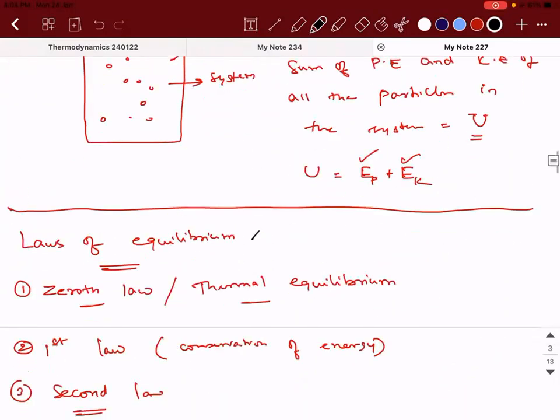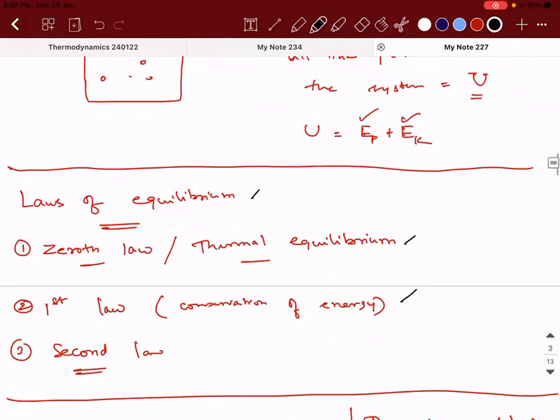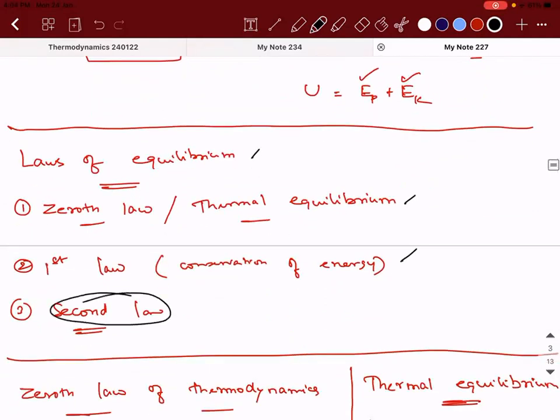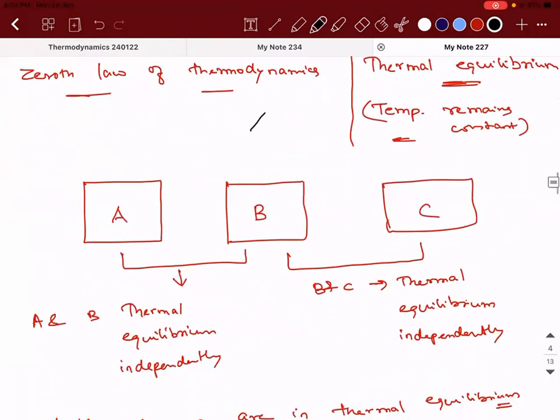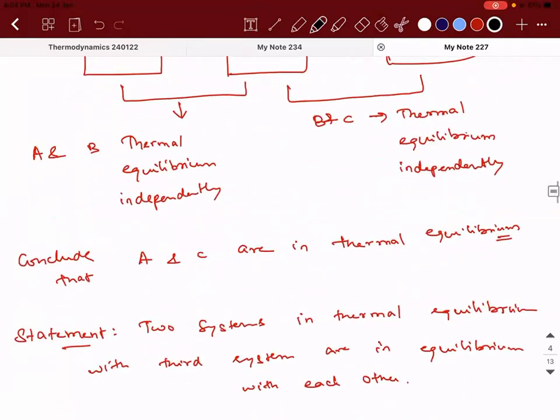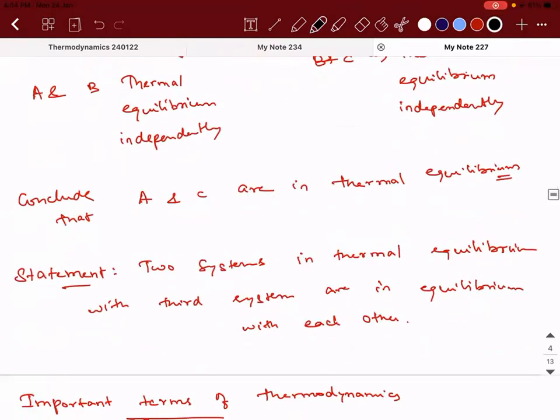Then we went to the laws of equilibrium. In the laws of equilibrium, we have the zeroth law, which is also called thermal equilibrium, the first law of thermodynamics, and we have the second law also. Right? We saw what is the zeroth law of thermodynamics. The zeroth law mainly speaks about thermal equilibrium. What does it state? When there are three systems, if two systems are individually in thermal equilibrium with the third one, then the two are also said to be in thermal equilibrium with each other.